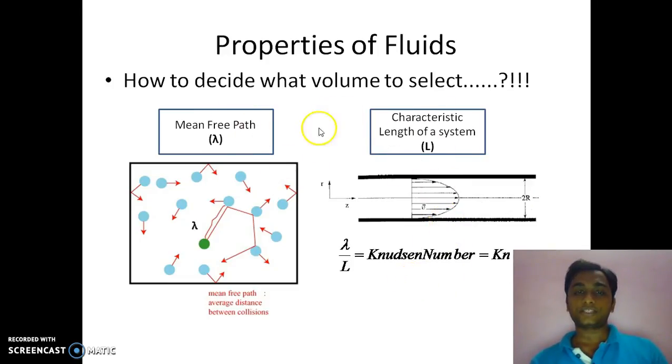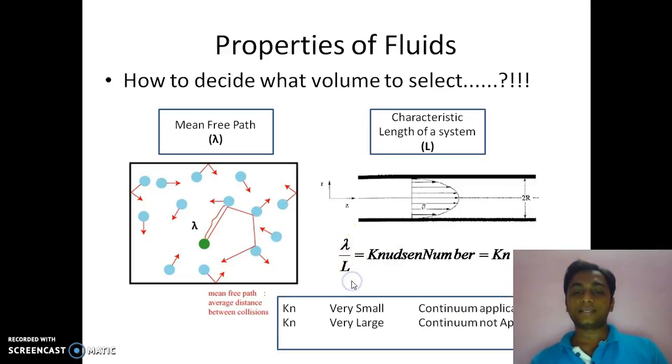And according to these two relevant parameters, one number is defined which is known as the Knudsen number. So lambda by L is known as the Knudsen number. This lambda is the mean free path, and this L is the characteristic length. Now let us consider lambda is larger as compared to the characteristic length. Because of this lambda by L, in which lambda is higher and L is lower, the Knudsen value will be very large.